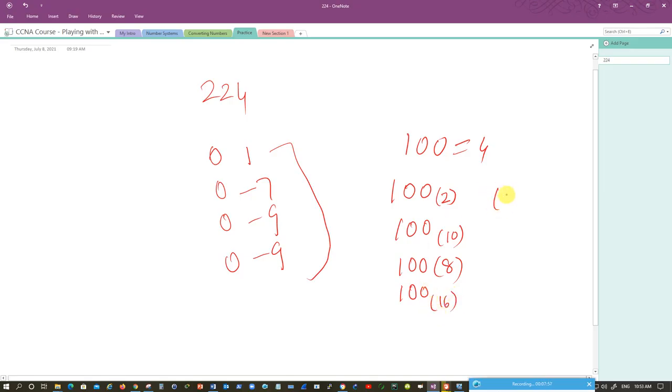Some people write it all like this also, which is also correct, no problem. Within parentheses you include the number, and outside you write the base. Both of them are correct, no problem. It's a matter of your own understanding. Whichever method is easy for you to understand, adopt it. Okay, like this.